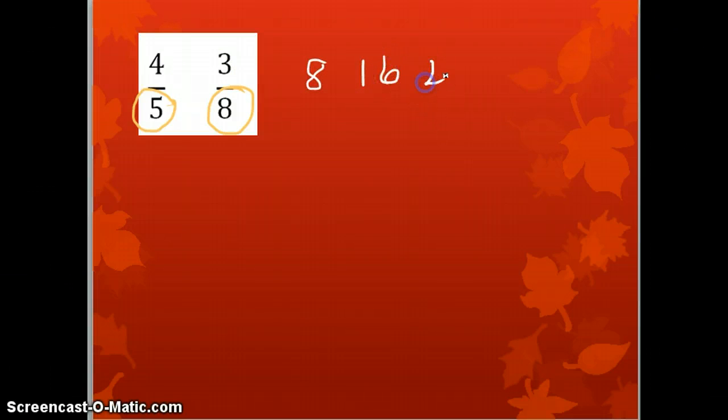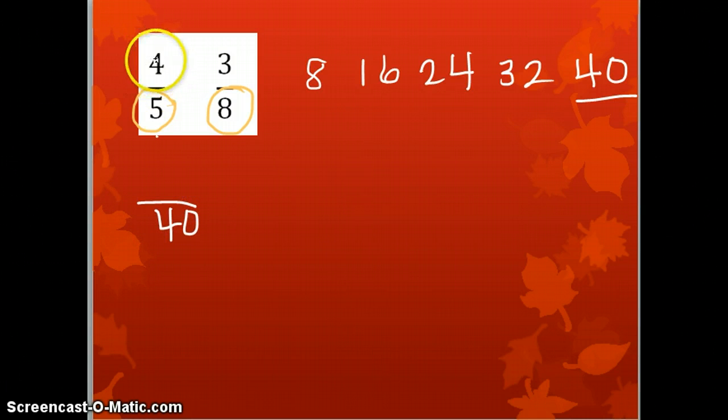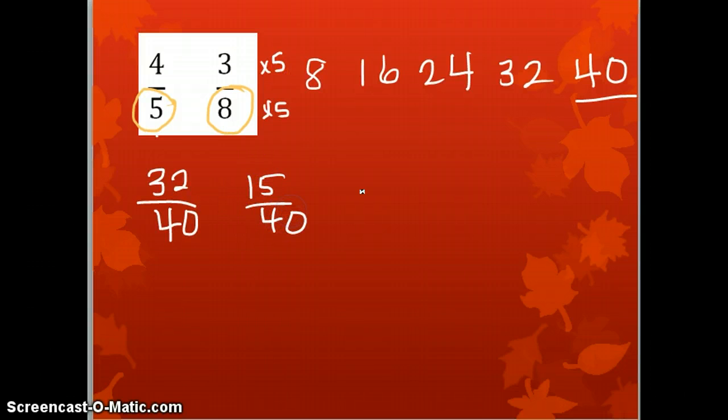So 8, 16, 24, 32, and 40. Well, 40 is the first number I get to that ends with a 0 or 5. So that tells me my least common denominator is going to be 40. So 5 times 8 gave me 40, so 4 times 8 gives me 32. 8 times 5 gave me 40, so 3 times 5 is going to give me 15/40ths. So now I've created those equivalent fractions using that least common denominator.